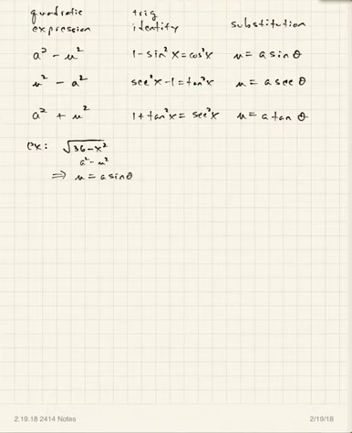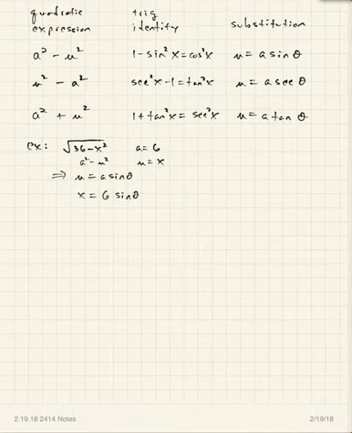In our problem, what would we have here? We would have that a is equal to 6, and u would be equal to x. And so what would our substitution be? It would be that x is equal to 6 sine theta. And then squaring both sides, you'd have x squared is 36 sine squared theta.